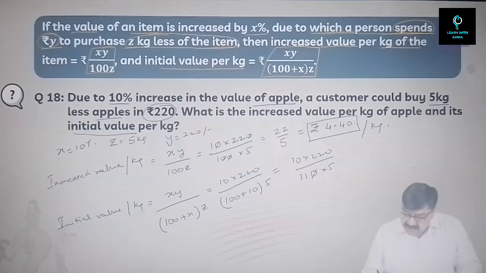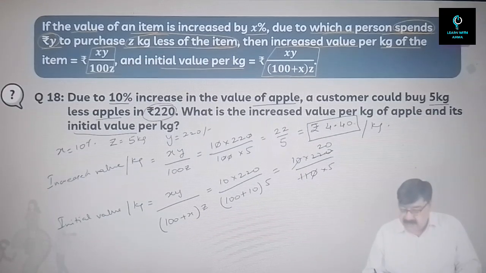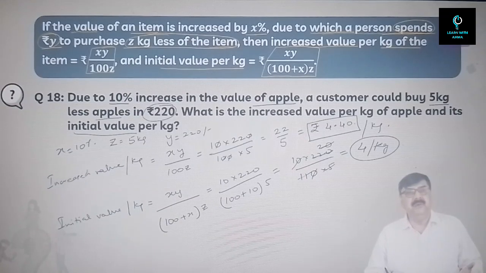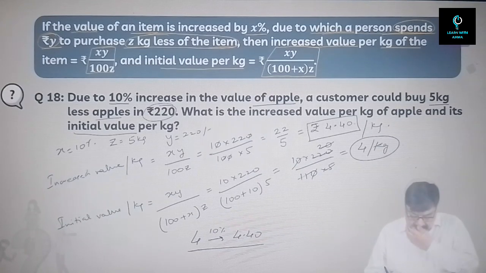So the 0 here will cancel. 11 into 20 is 220. 5 fours are 20. So it was rupees 4 per kg, the initial value. Obviously, if you add 10% to 4 rupees, it will become 4 rupees 40 paisa. That is the increased value here, and the increase here is by 10%.